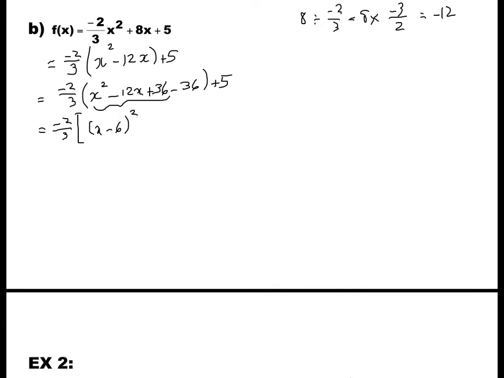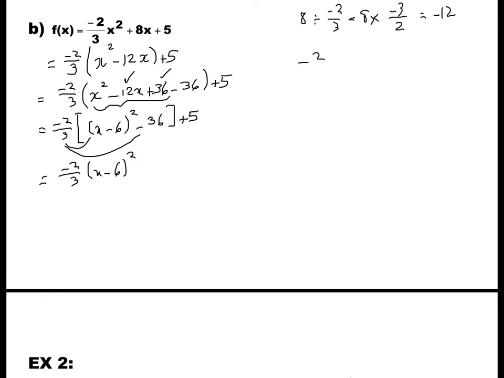x squared, negative 6 squared is 36, and negative 6 times 2 is negative 12 times x is negative 12x, minus 36. Now I'm going to distribute negative 2 over 3 in the bracket. I get negative 2 over 3 x minus 6 squared.